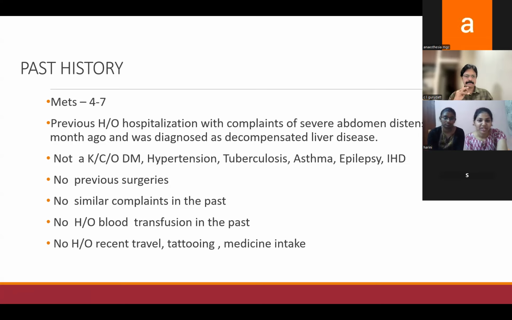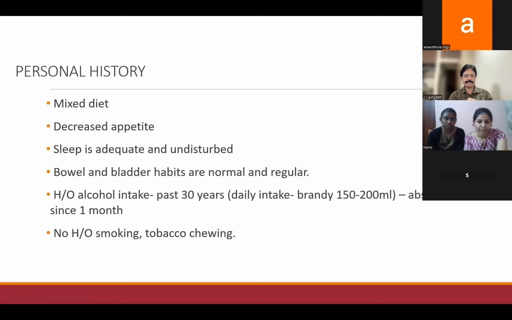No history of any previous surgeries. No history of similar complaints in the past. No history of blood transfusion in the past. No history of any recent travel, tattooing, or any medicine intake. Personal history. He follows a mixed diet. He has decreased appetite. Sleep is adequate and undisturbed. Normal bladder and bowel habits, regular. History of alcohol intake for the past 30 years. Daily intake of 150 to 200 ml of brandy. He has abstinence since 1 month since the last hospital admission. No history of any smoking or tobacco chewing.